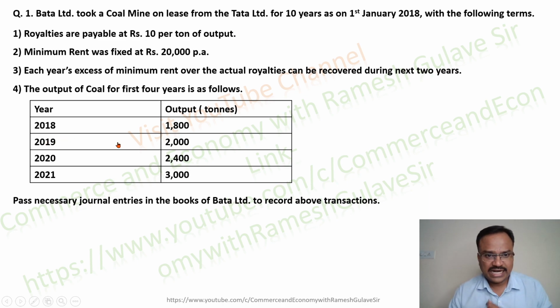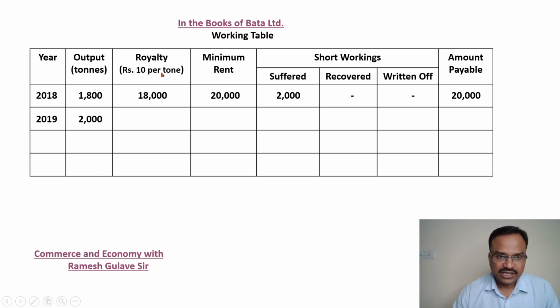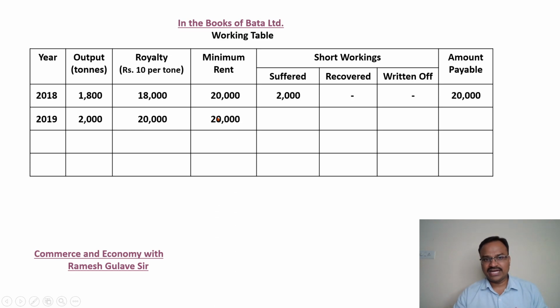See, for 2019 the output is 2,000 tons. We know that the rate of royalty is rupees 10 per ton. So 2,000 multiplied by 10 gives us 20,000. This 20,000 is the amount of actual royalties. And the minimum rent given in the question is rupees 20,000.